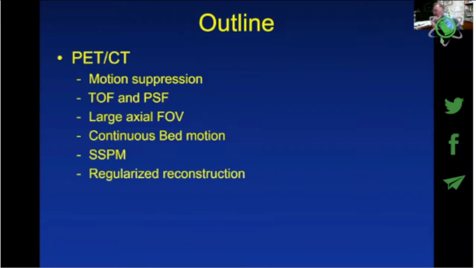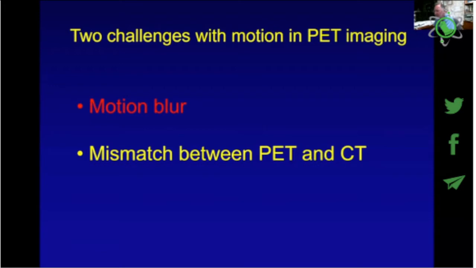So the outline is we're going to talk about several components that have been advanced in PET-CT: motion suppression, time of flight, and point-spread function reconstruction, long axial field of view or large axial field of view, continuous bed motion. We do have the digital type detector, solid state photomultiplier tubes, and what we call regularized reconstruction. So let's start with motion suppression.